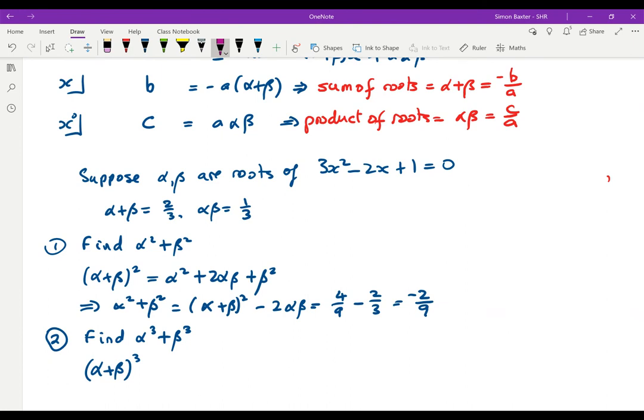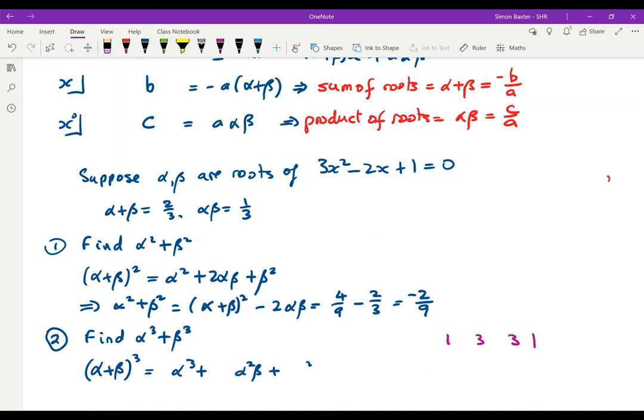Well, the technique above suggests that we try alpha plus beta cubed. If I want to cube something like that, I think of Pascal's triangle, and we have 1, 3, 3, 1. So let's use Pascal's triangle to work this out. We know we have an alpha cubed, an alpha squared beta, an alpha beta squared.